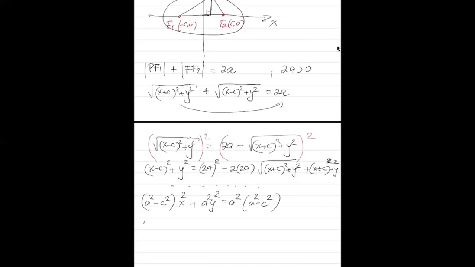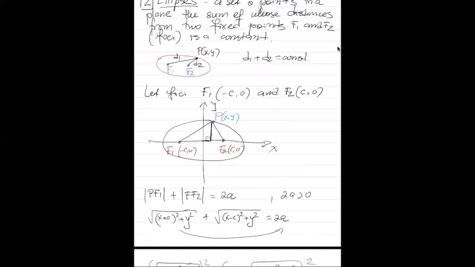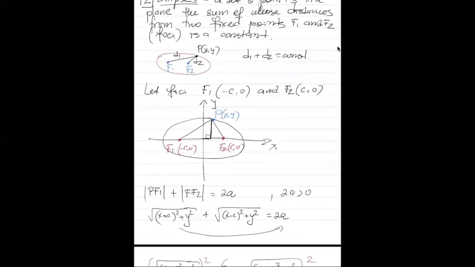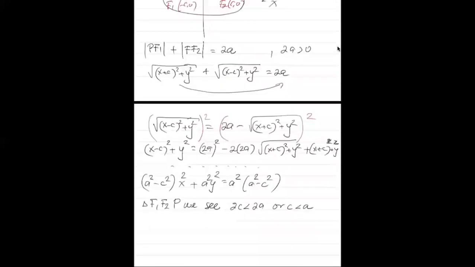Now, if we look at triangle F1 F2 P, we see that 2c is less than 2a, or c is less than a. So let's look at this. 2a is the sum of PF1 and PF2, and 2c is from F1 to F2. We know in a triangle, the sum of any two sides is bigger than the third side. So it's the triangle inequality, that's where we got that.